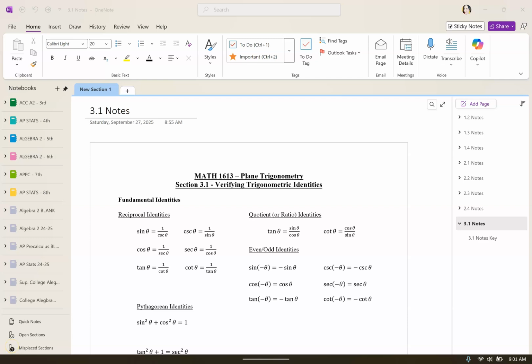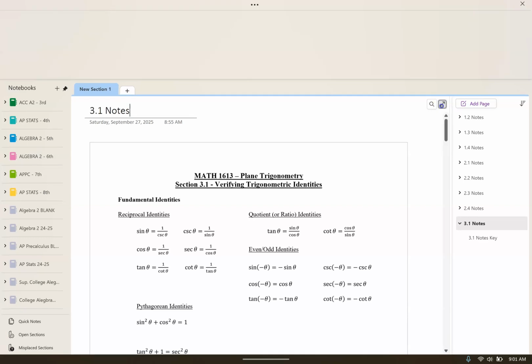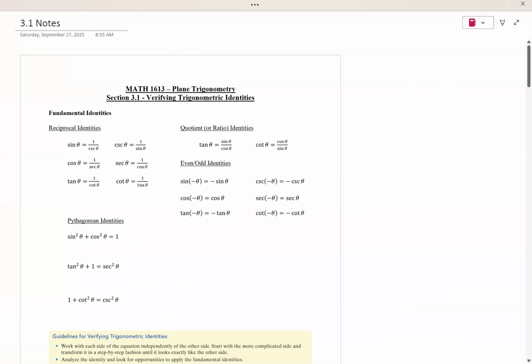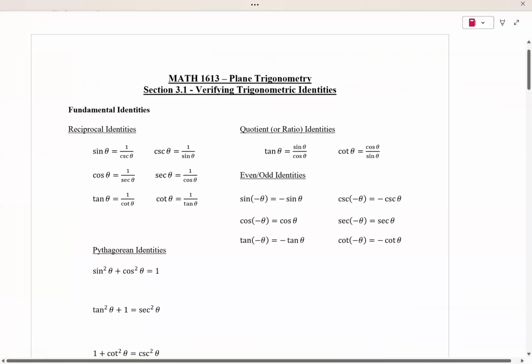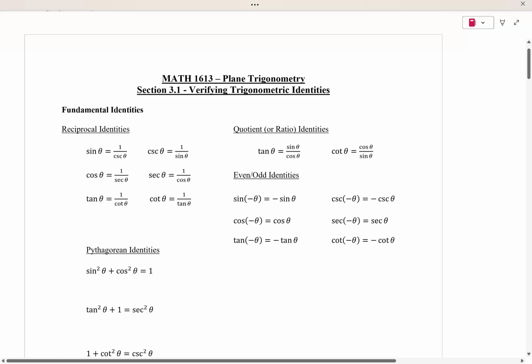Hey guys, so hope you are ready for a wild lesson today. We are going to start talking about trig identities. The first thing we're going to do is talk about them, and then I'm going to show you how to verify them. So let's get started.